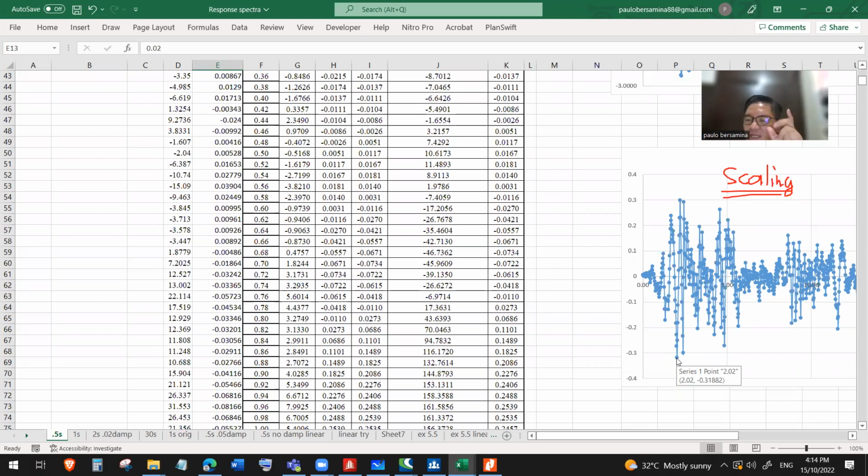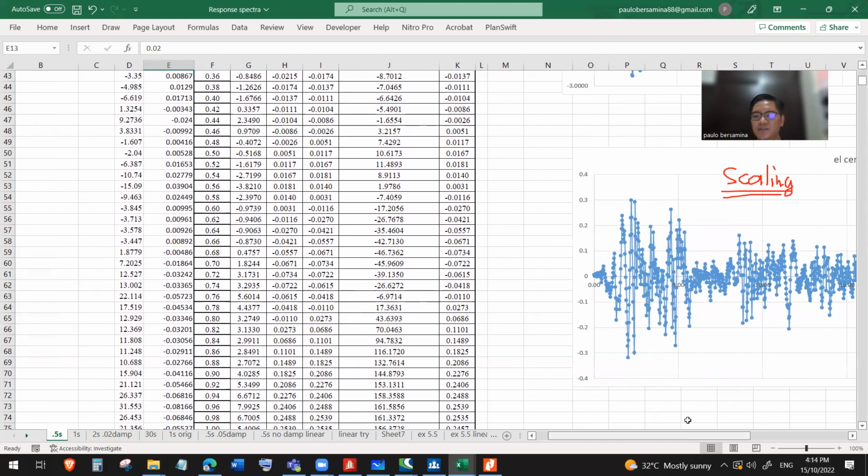Doon na record yung 0.31 G na ground motion. Ito din is about 0.29 lang. So, nandito siya. So, 2 seconds, no? So, when the earthquake happens about 1, 2, biglang lumakas yung acceleration. Okay?